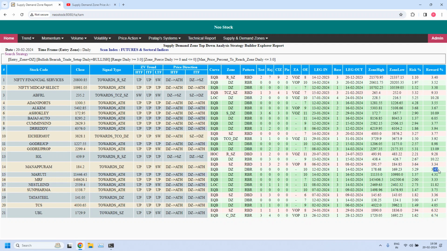see the risk of the demand zone, 5.29%. Reward is 3.45%. Okay, we have a good reward, 3%. But here you need to minimize the risk. For that, you need to fine tune the zone. Inside daily, you need to identify 75. Inside 75, you need to identify 15. Inside 15, you need to identify 5 minutes.